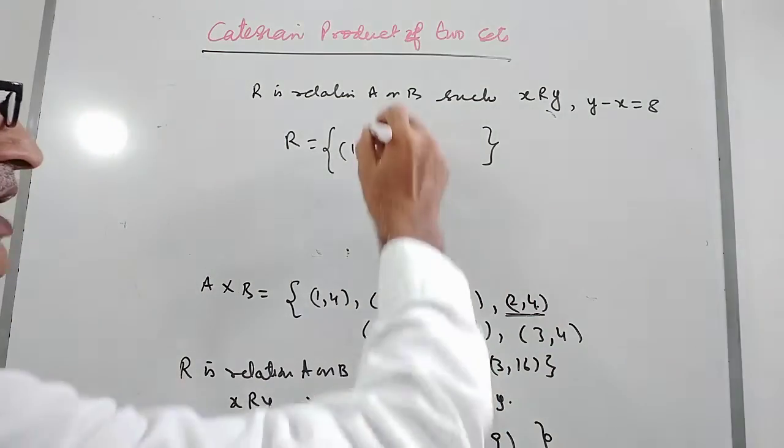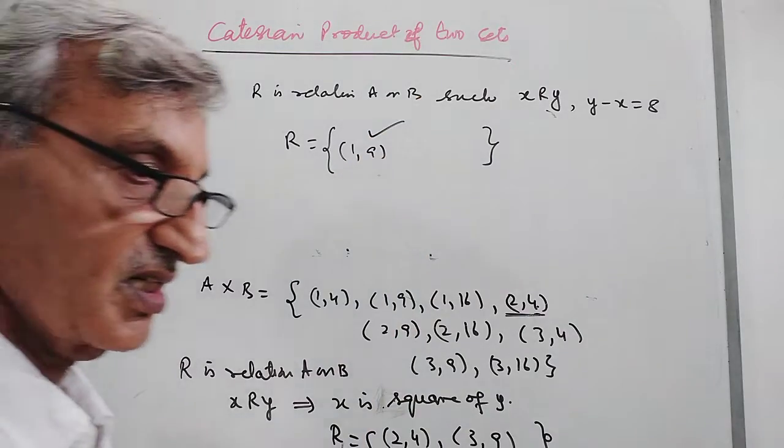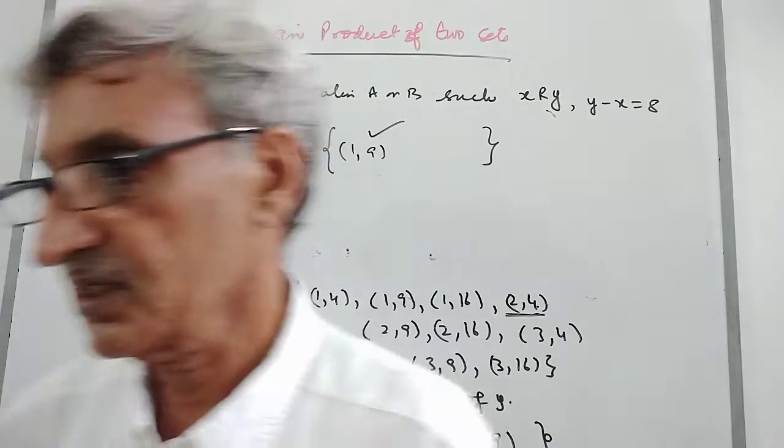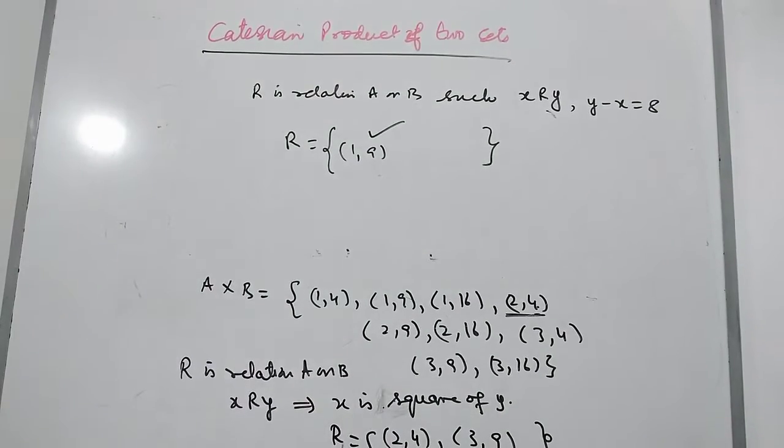There is only one element. Singleton set: there is only one element. So here a relationship like this. Relation means A to B.